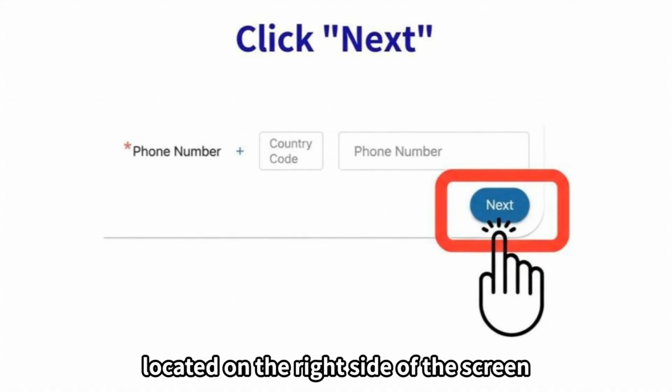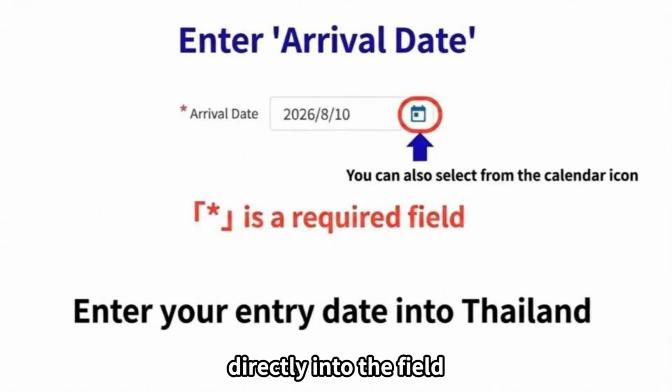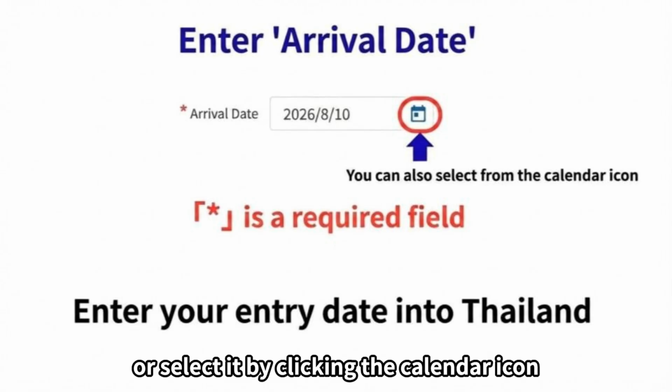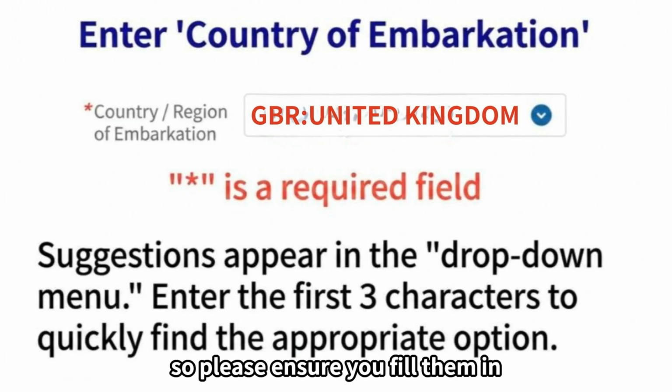Enter the date you will arrive in Thailand. You can type the date directly into the field or select it by clicking the calendar icon. Fields marked with an asterisk are mandatory, so please ensure you fill them in.